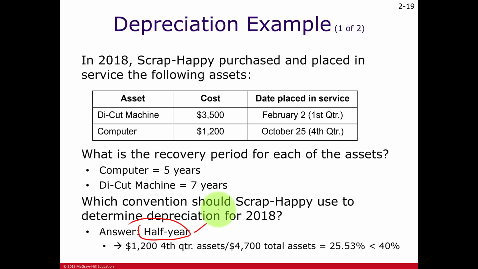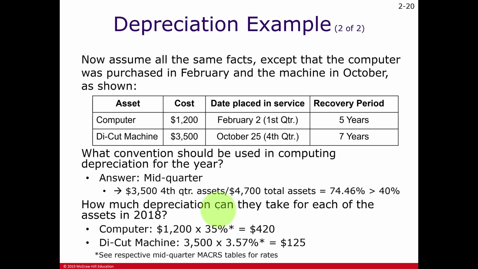But let's assume the two dates are flipped. You bought the big asset, this machine, in the last quarter and the computer in the first quarter. So if you divide the fourth quarter purchases by the total for the whole year, you can see that the fourth quarter is bigger than 40%. So now you know you've got to use that mid-quarter table.